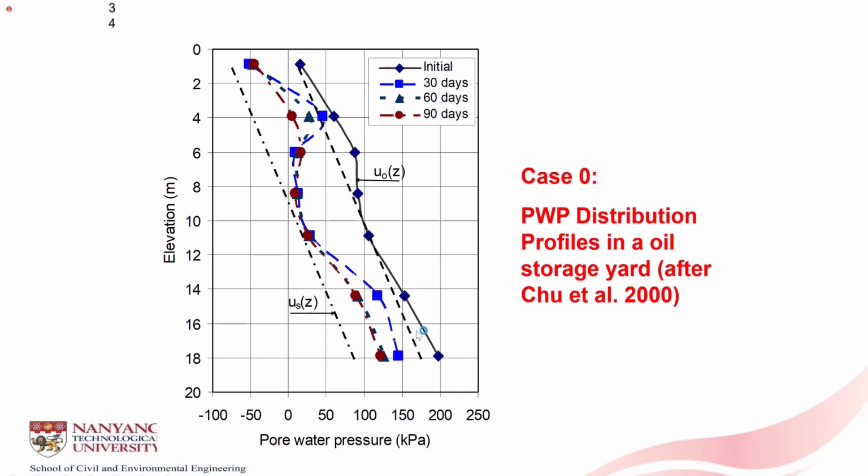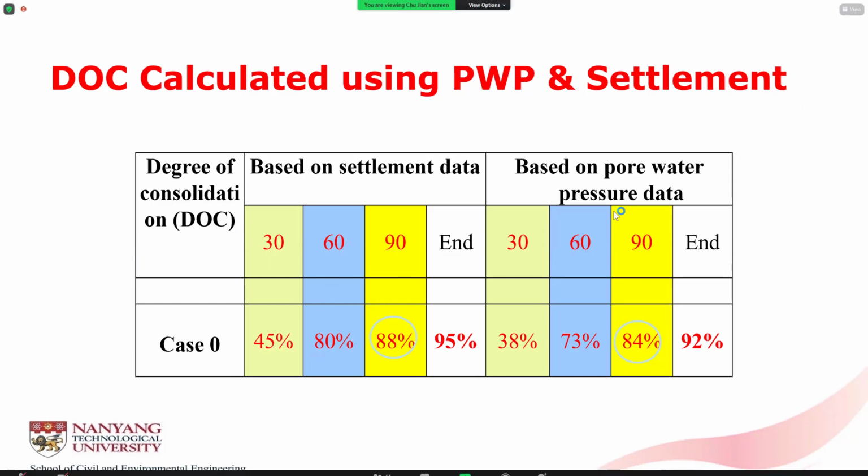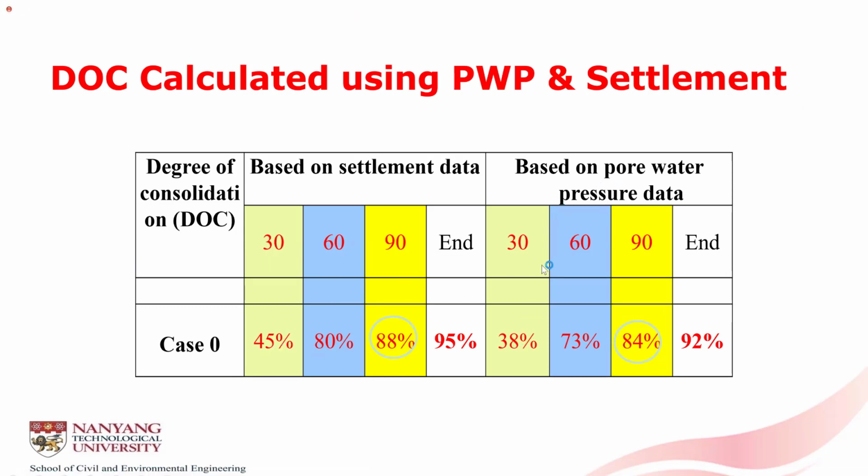As you can see from here, this is the initial pore pressure distribution. The dashed line is the hydrostatic. Another dashed line is the suction line, which is moved inward parallelly by 80 kPa. The curves in between are pore pressure at 30 days, 60 days, 90 days, etc. Using the areas which I have mentioned, you can calculate the degree of consolidation for 30 days, 60 days, 90 days, etc., or at the end of the project.